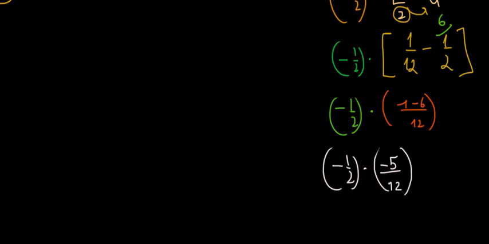If we work the math over here, what do we get as a result? Well, minus 1 times minus 5 is just 5, and 2 times 12 is 24, and that's it. Hope this makes sense, and we are done.